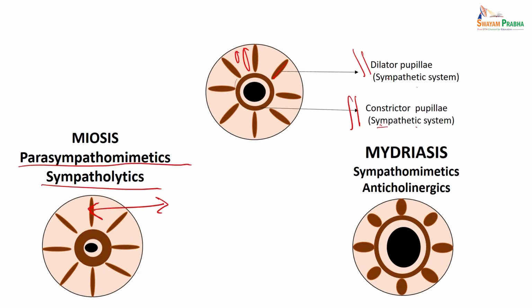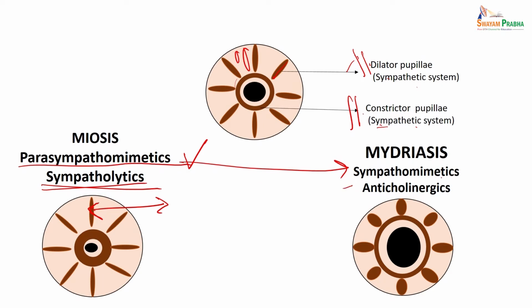This is a diagrammatic representation of the pupil. Here there are the dilator pupillae and the constrictor pupillae. The dilator pupillae is a muscle supplied by the sympathetic, and the constrictor pupillae is supplied by the parasympathetic system. The parasympathomimetic drugs cause meiosis, and the sympatholytics also cause meiosis. On the other hand, when you give sympathomimetics or anticholinergics, they cause mydriasis.